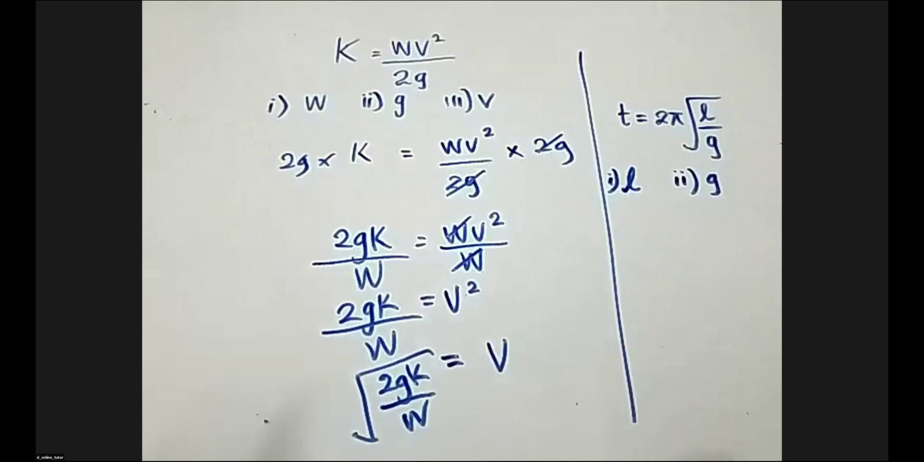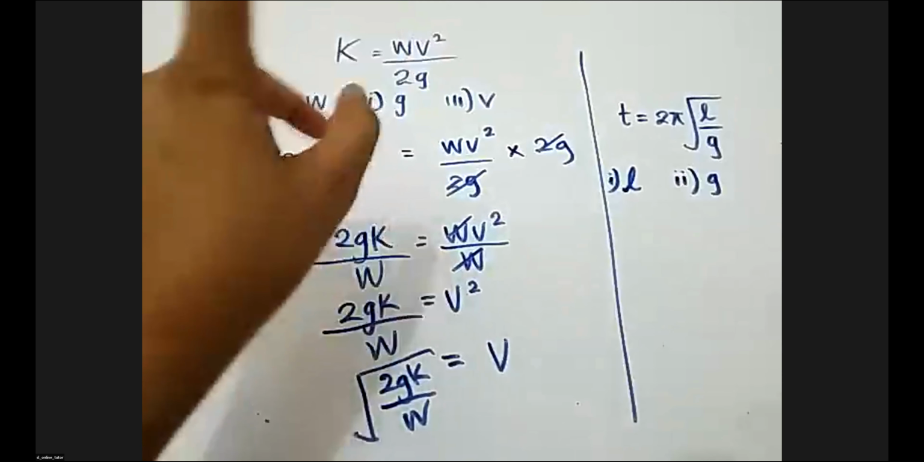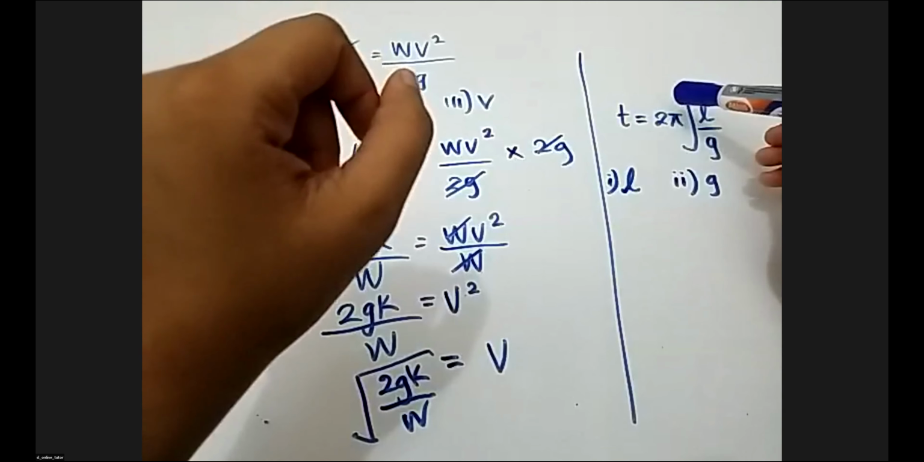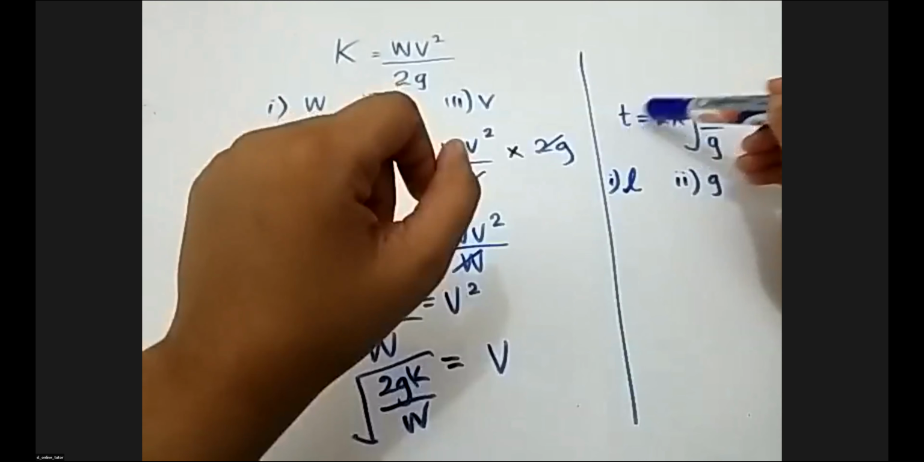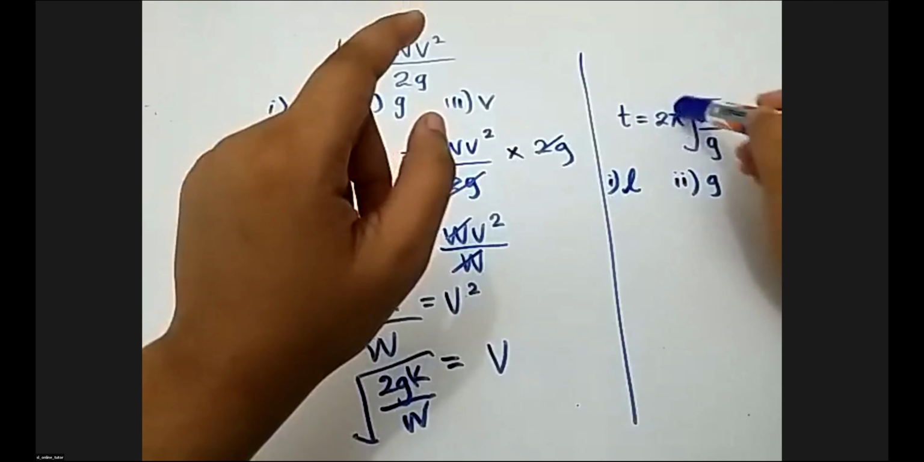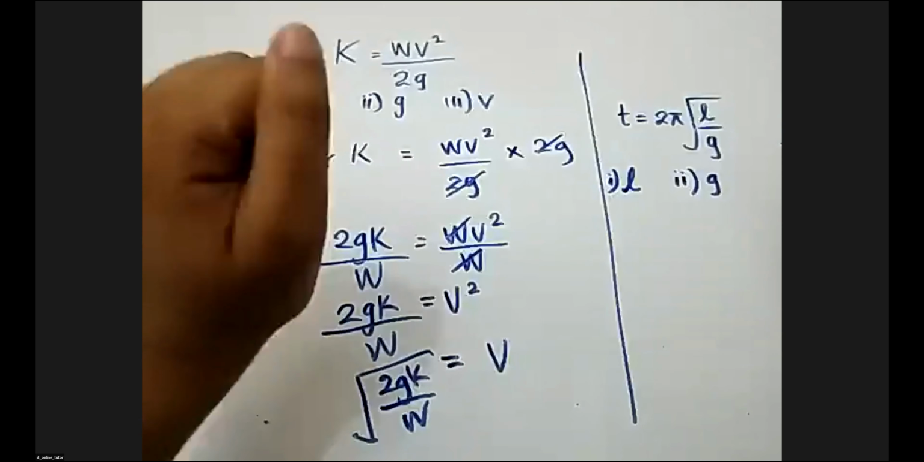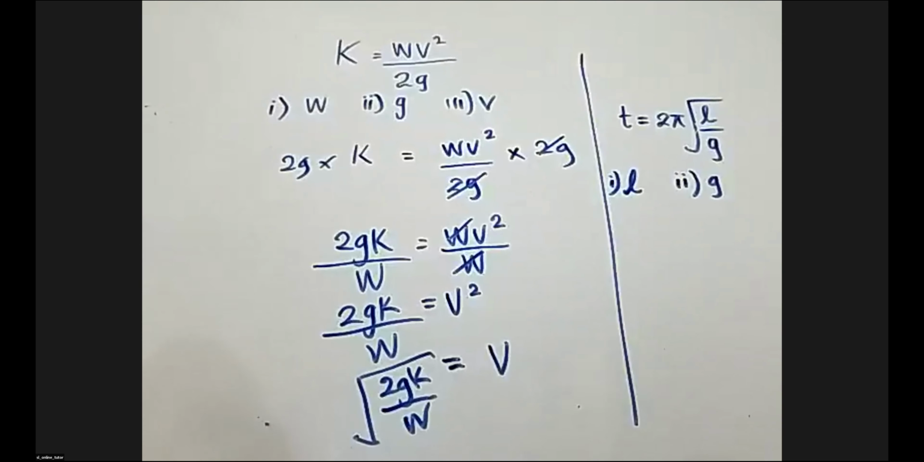I'll tell you one hint. To remove the square root, what should you do? You have to square these terms. To remove the square root, you have to square these two terms. That's all I'm telling. Just give a try.